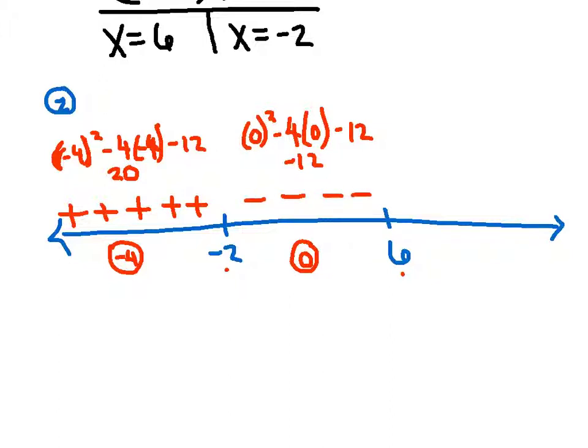Last but not least, our third interval starts with 6 and ends with positive infinity. I'm going to pick a 10. 10 is always a nice number to work with. 10 squared minus 4 times 10 minus 12 gives me 48.